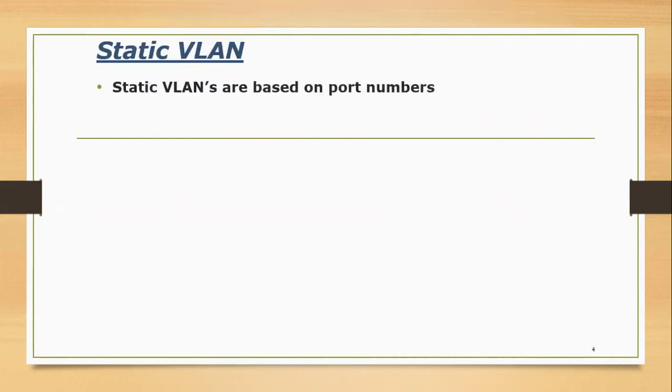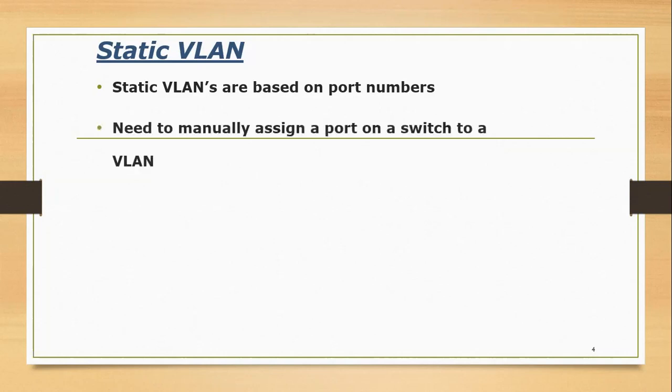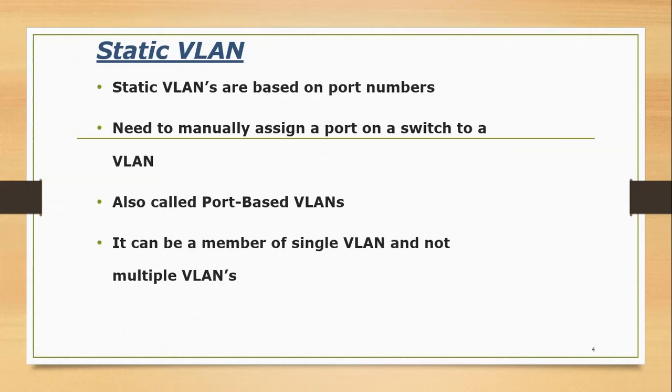Static VLANs are based on the port numbers. So we create static VLANs based on port numbers and then bind the ports to the VLANs. So the ports that belong to the same VLAN only are able to communicate with each other. In static VLANs, we need to manually assign a port or a group of ports to VLANs. Also, it is called port-based VLANs. Here we are talking about a port. A port can be a member of a single VLAN and not multiple VLANs in static VLAN membership.